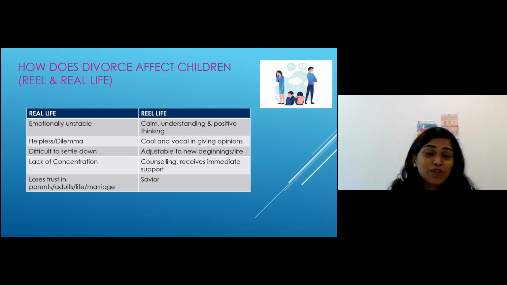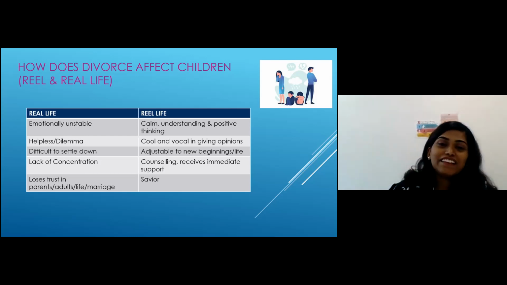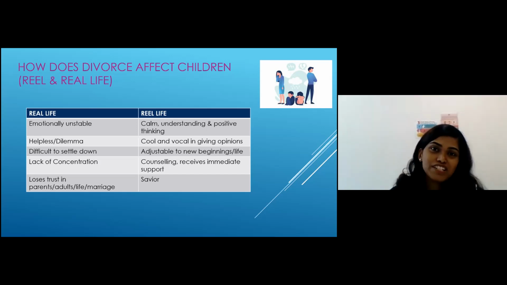environment. But this is not the same in real life, because in real life the child would be in a very bad situation, emotionally unstable. They will be in a very bad dilemma where they are most of the time helpless, because they are not at the age where they can express their emotions and feelings clearly. So it's quite difficult to read them. And if you don't help these kids, they can slip into depression. And these days, depression is not a joke. What more when it comes to kids below the age of 17?